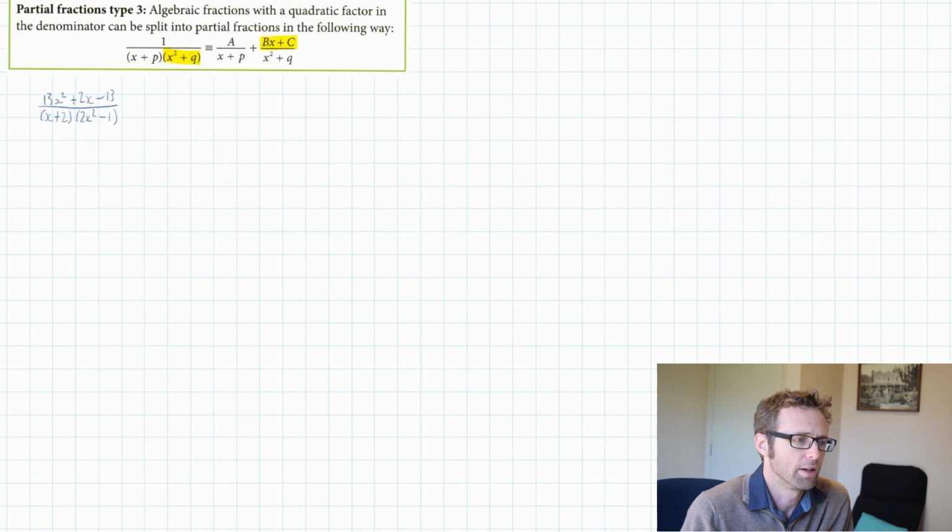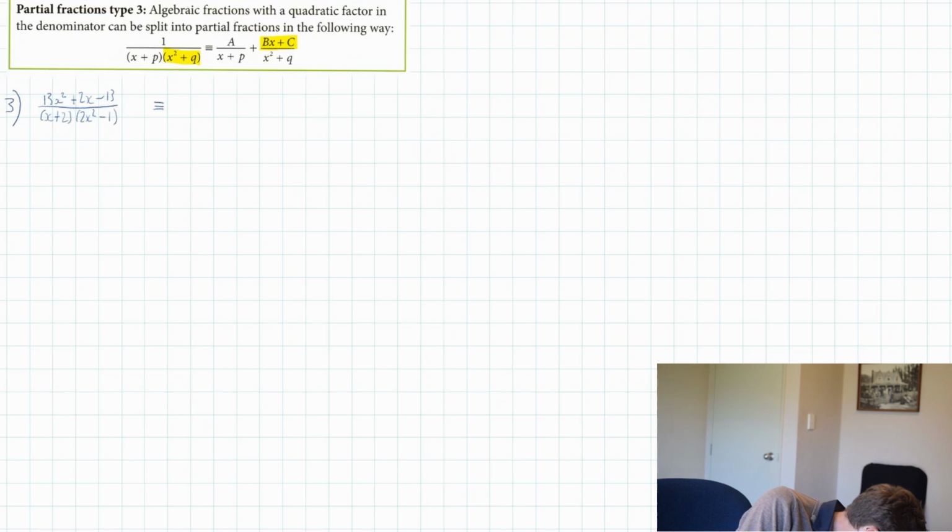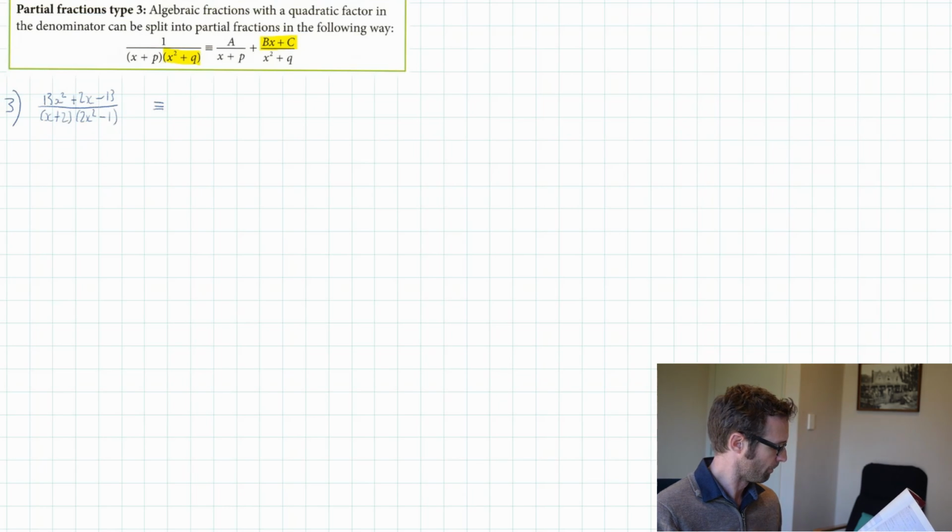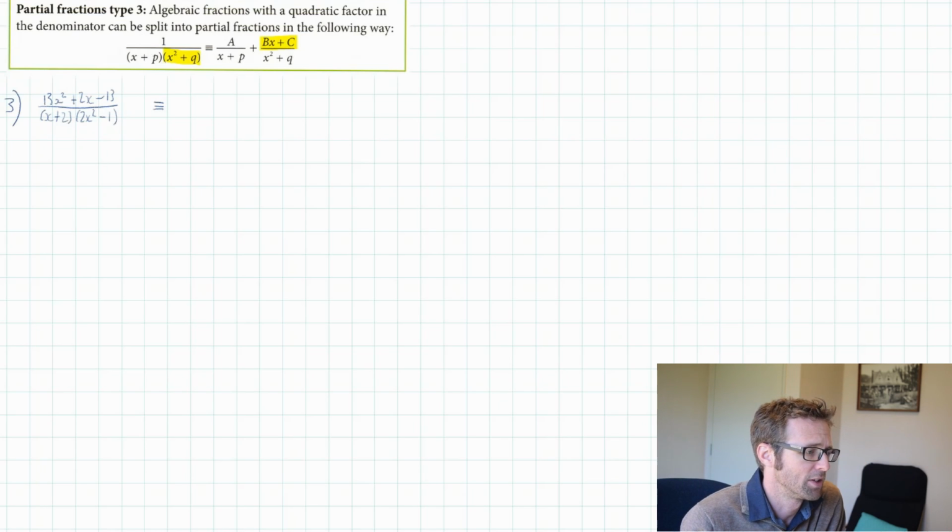So let's try that with an example from the textbook. I think this is number 3. I'm going to say that the 13x squared plus 2x minus 13 all over x plus 2 into 2x squared minus 1. I'll just check I've got that correct. Yes, that looks good to me. I'm going to rewrite this as partial fractions, so I'll have a over x plus 2, and then I'll have bx plus c all over 2x squared minus 1.